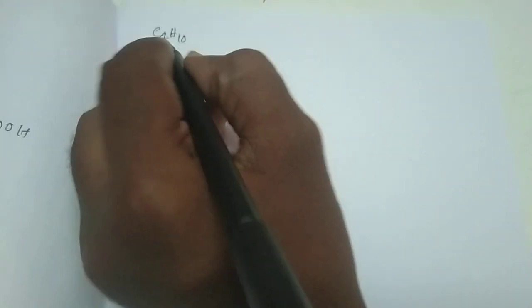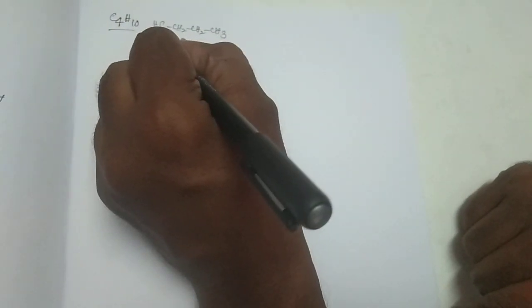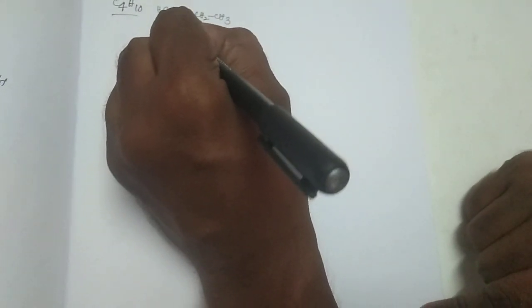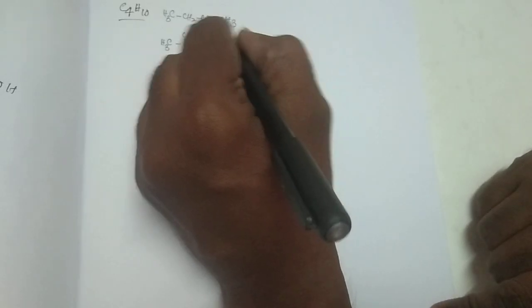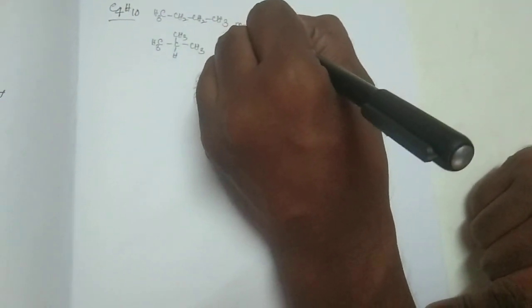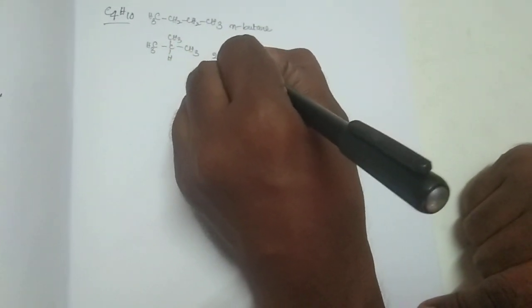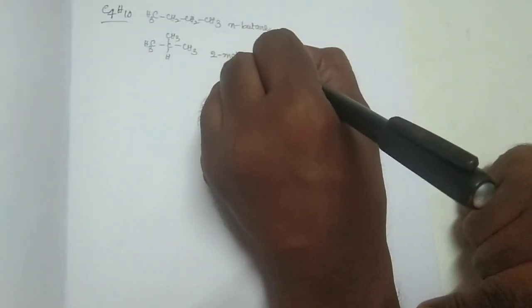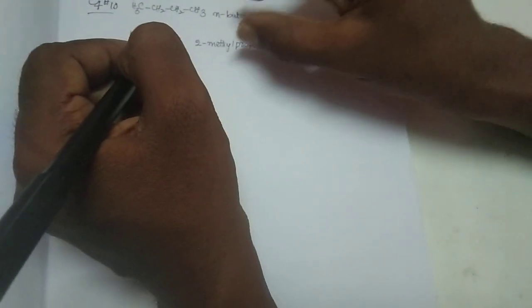C4H10 is the molecular formula which shows two different chain structures. One is CH3, CH2, CH2, CH3. Another one is CH3, CH, CH3 with a CH3 branch. The first one is n-butane, and the second one is 2-methyl propane. So same molecular formula, different chain structures. This type of isomers are called chain isomers.